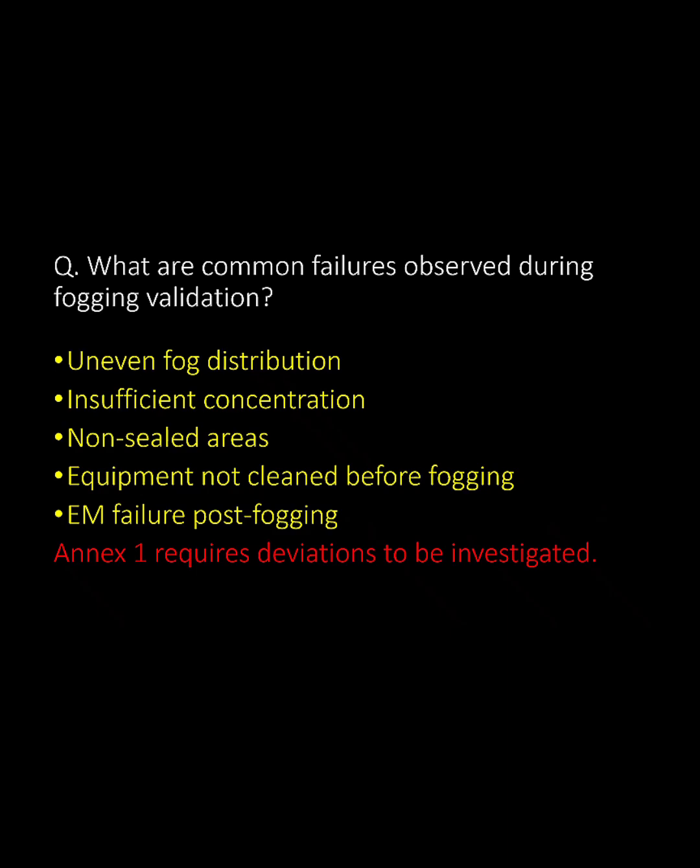Very important question: what are common failures observed during fogging validation? Uneven fog distribution, insufficient concentration, non-sealed areas, equipment not cleaned before fogging, and environmental monitoring failure post-fogging. Annex 1 requires deviations to be investigated.